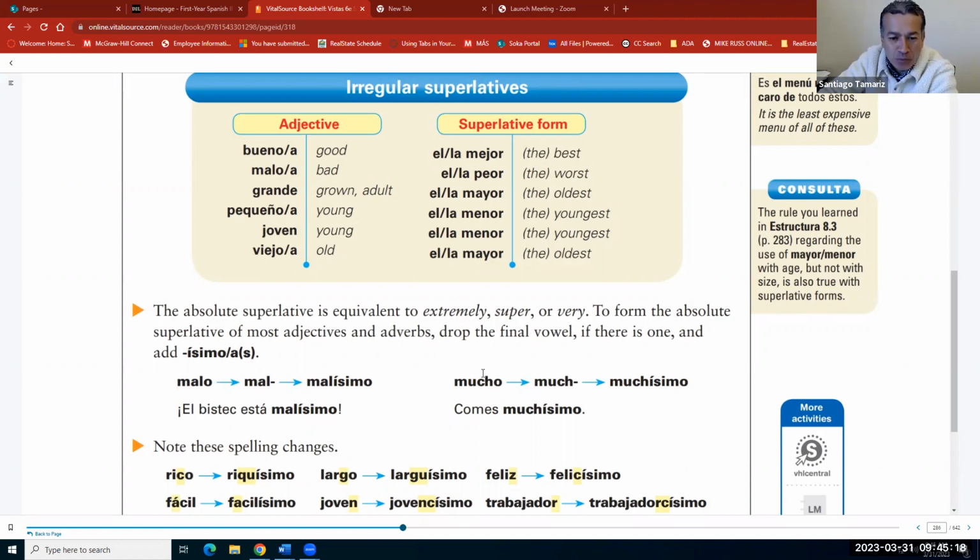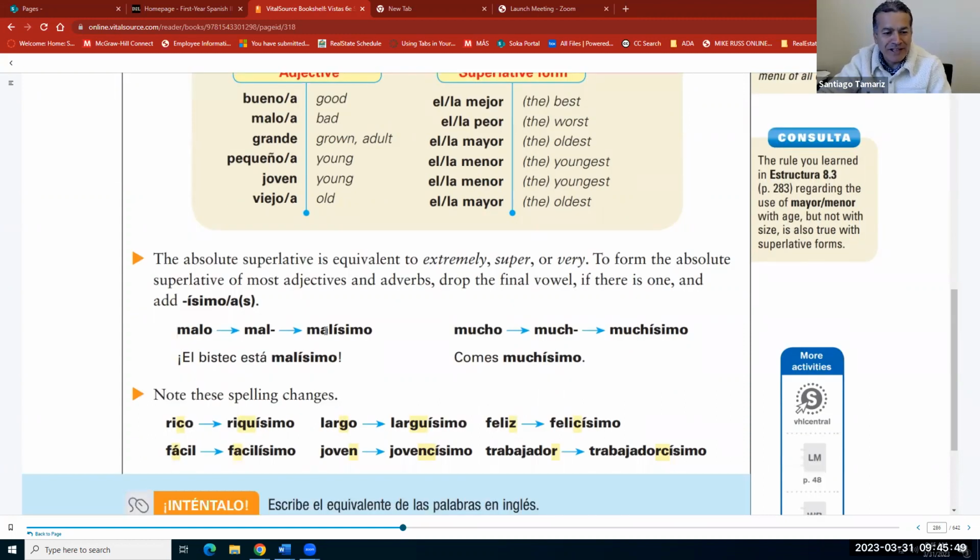Bien. Another one, mucho. Mucho is what? Very, right? Mucho, you drop the O, you have M-U-C-H, then you attach ísimo. Again, ísimo with O, because mucho, the original word, has an O as well. Comes muchísimo. In other words, you eat a lot or very much. Yeah, you eat too much. Comes muchísimo. Note the spelling changes here. There are some exceptions to this rule, when you need to be careful with spelling.